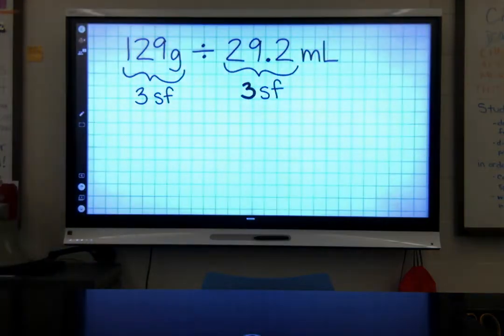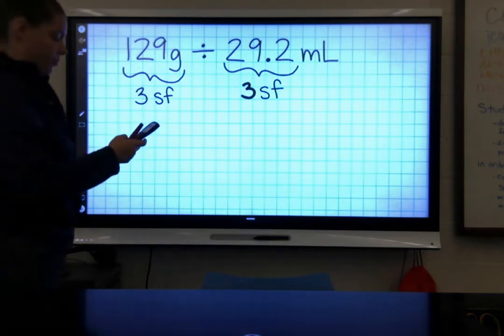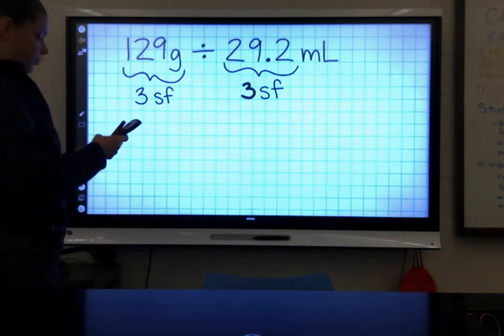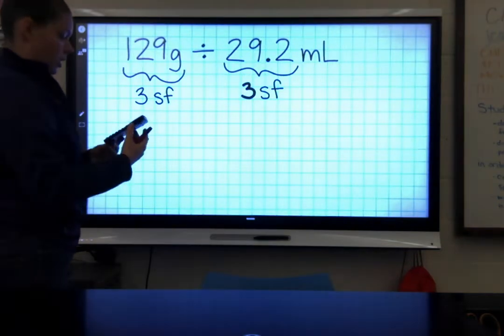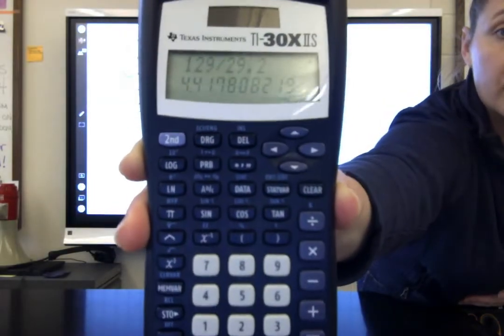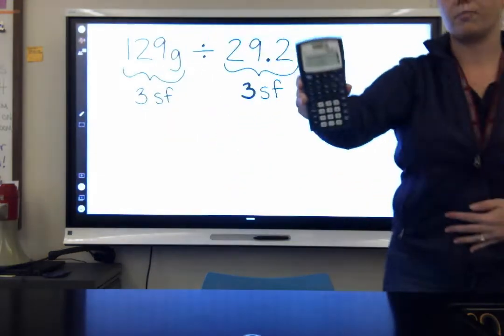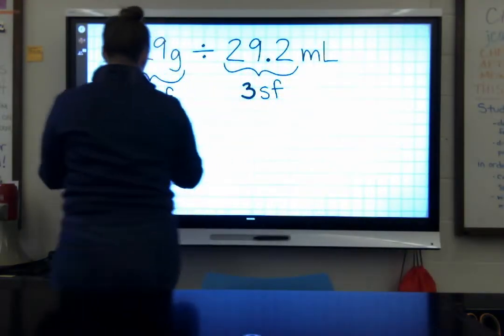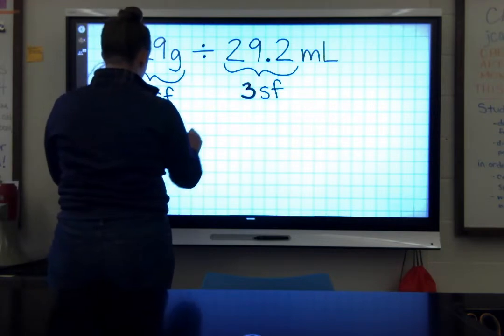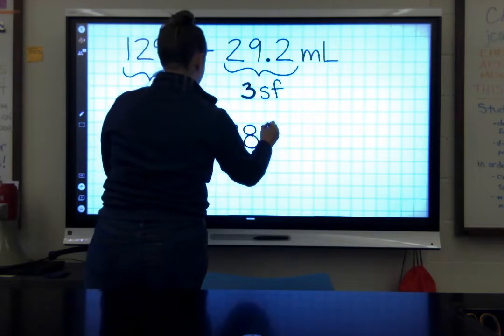So let's get our calculator out, plug in 129 divided by 29.2. And we get this answer here. I don't know if you're going to be able to see it, but we get 4.4178808, so on and so forth. All right? So we'll write all that out. And remember, this is our calculator answer, not our final answer.